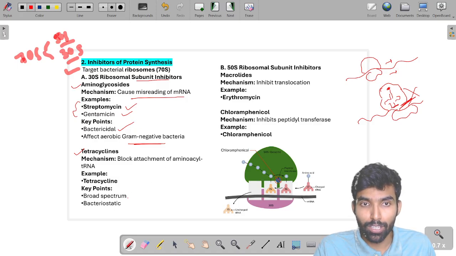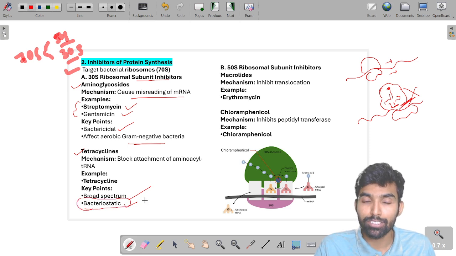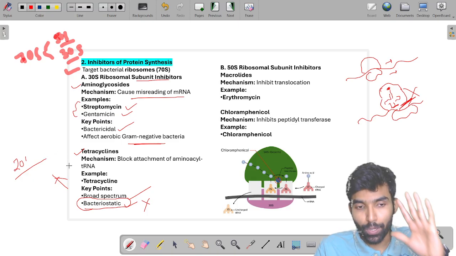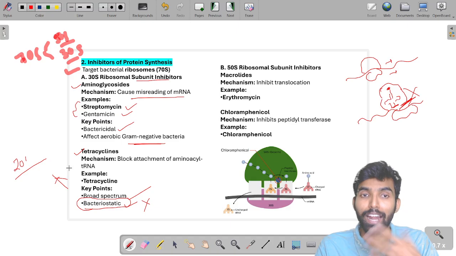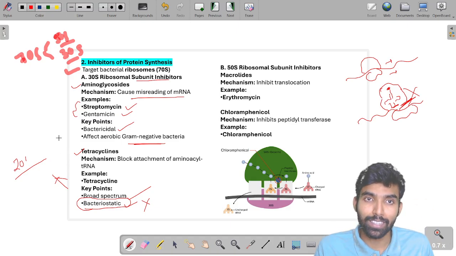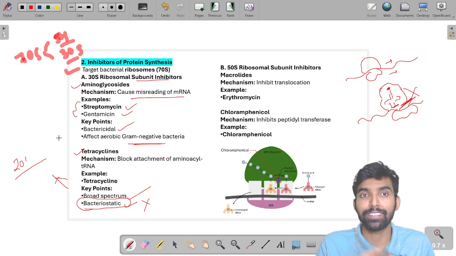That's a broad spectrum antibiotic, and it's bacteriostatic. Remember, tetracycline is bacteriostatic, not bactericidal. That means it halts the bacteria's growth. If the bacteria is rapidly dividing, say every 20 minutes, it tells the bacteria to halt its growth right now, and when you get a favorable situation, you can grow again. So streptomycin, gentamicin and tetracycline all work on the 30S subunit.